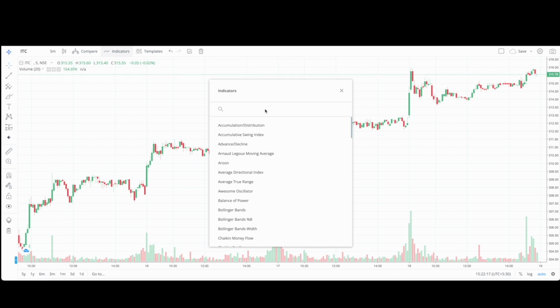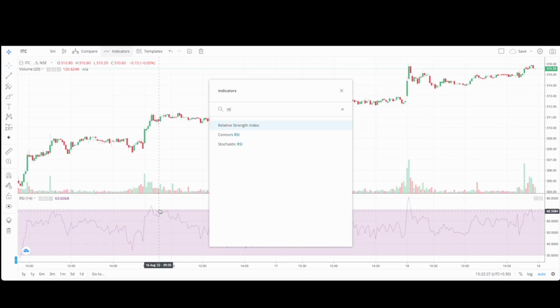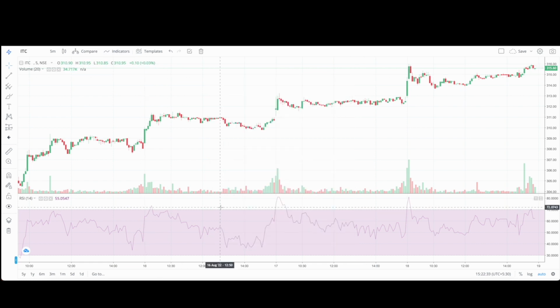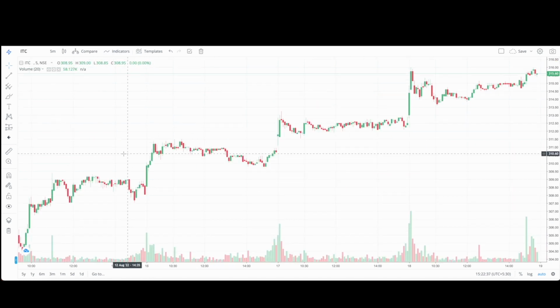Many people use different kinds of indicators for intraday trading. For example, RSI, you click on this and the indicator will be plotted. We are not going to go into detail about what this indicator is, but I'm just showing you what features your broker is offering you.